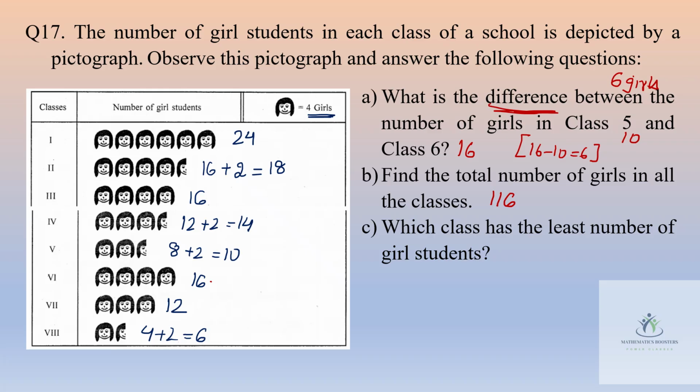Which class has the least number of girl students? So find out: 24, 18, 16, 14, 10, 16, 12, 6. So 6 is the smallest number. So our answer will be class 8th. Use the same format. Since it is a Roman number, use a Roman number.